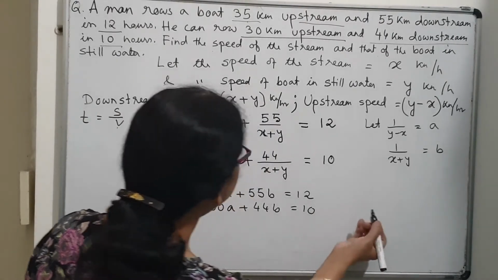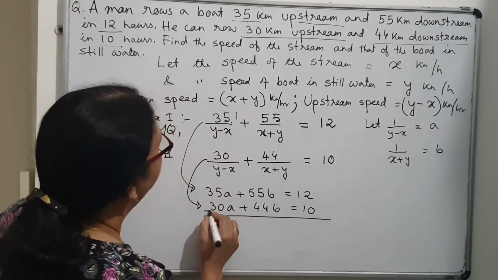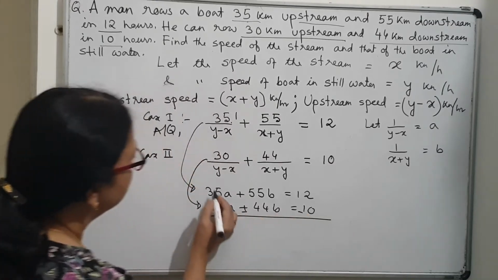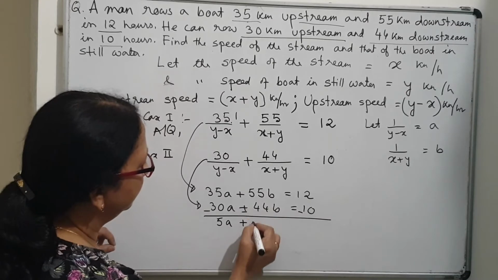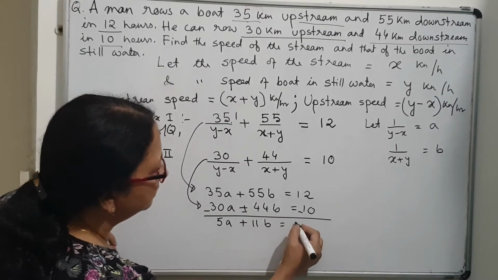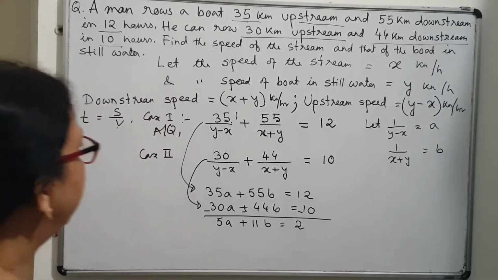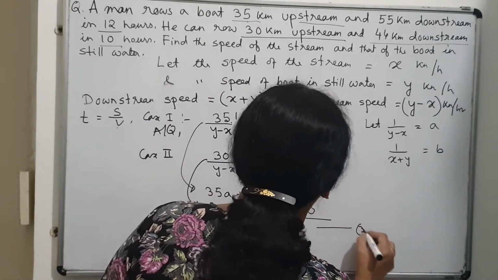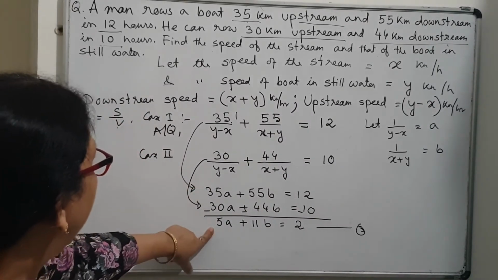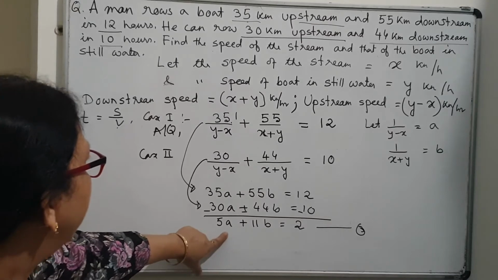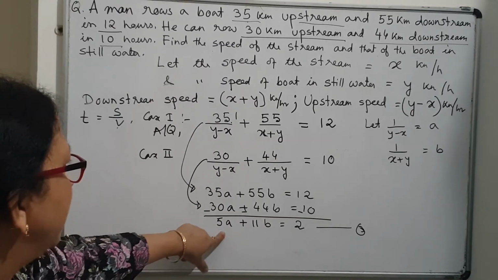That is, say if I subtract this from this, so 35a minus 30a is 5a, and this is 11b is equal to 2. So I have generated an equation by simply subtracting one from the other. Now what can I do? I can use this equation. Now I will be able to substitute this equation in any other equation.